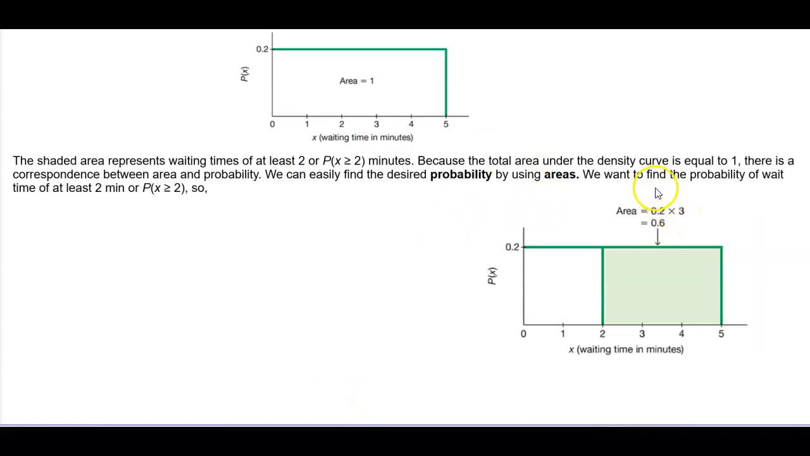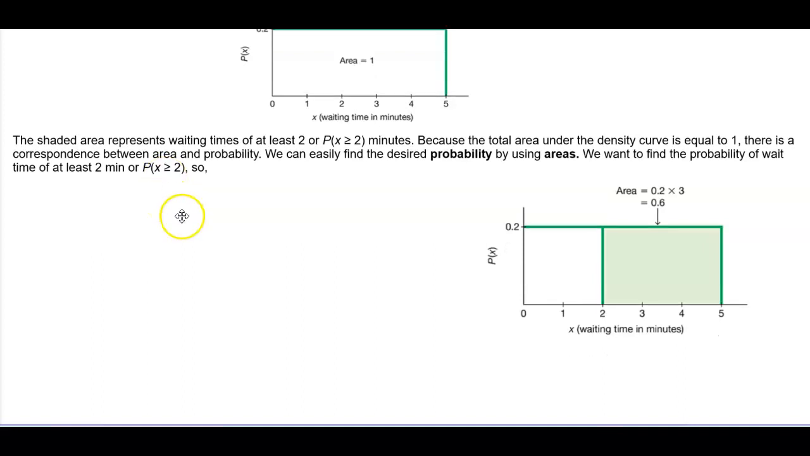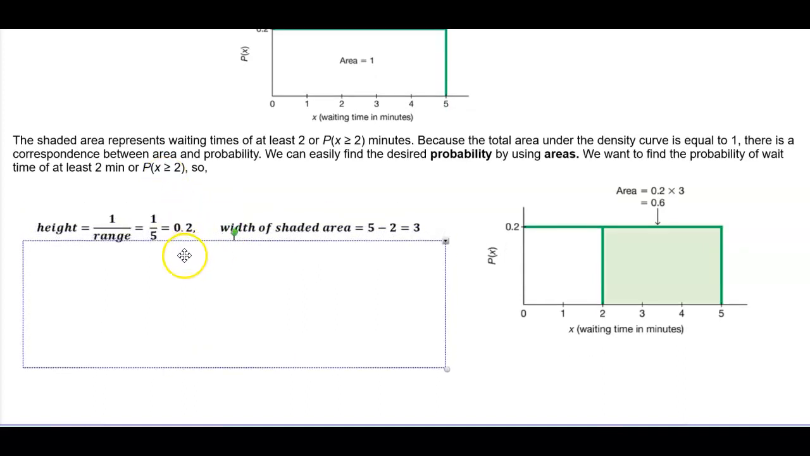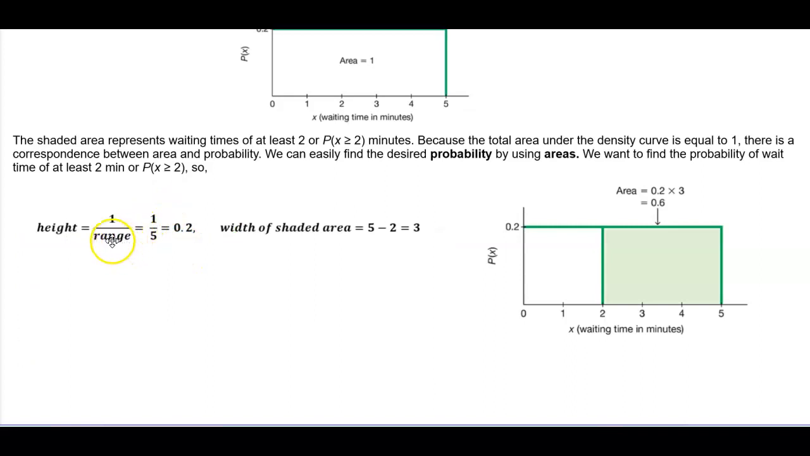What we want to find is the probability of wait times of at least 2 minutes, or the probability of x greater than or equal to 2. So what do we know? We know that the height is equal to 1 over the range, which is 1 over 5, which is equal to 0.2. And how do we find the width of the shaded area? Well, you can see the shaded area goes from 2 to 5. So in order to find the width, we need to take 5 and subtract 2, and then we get 3.